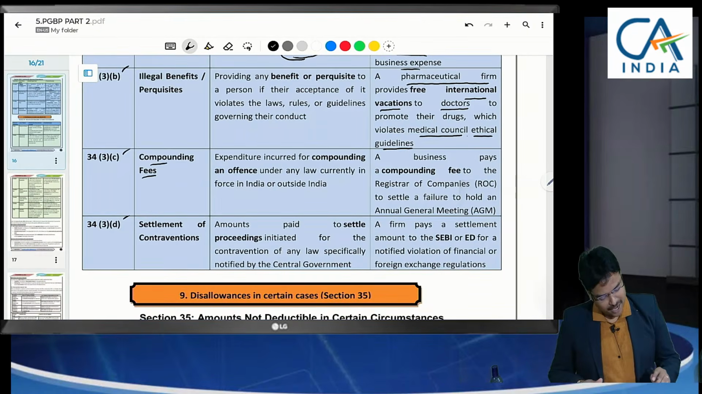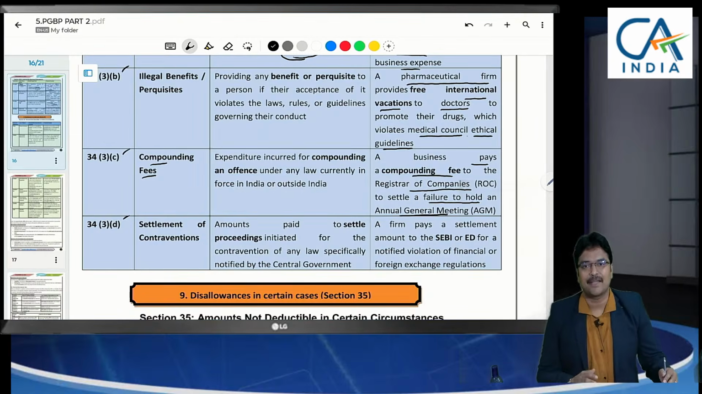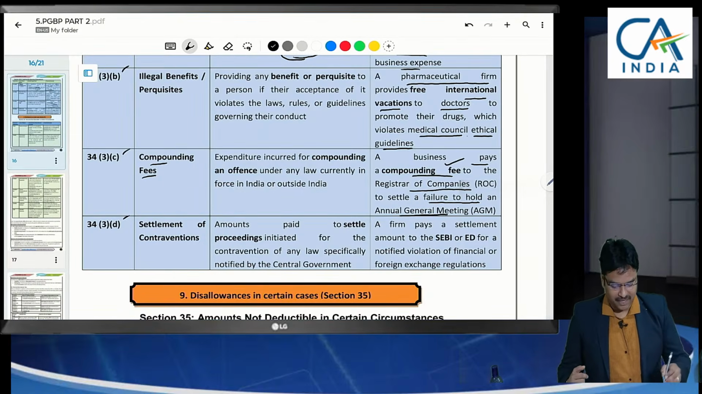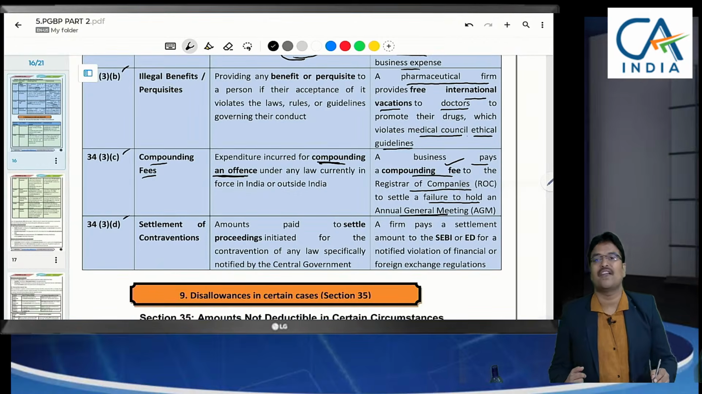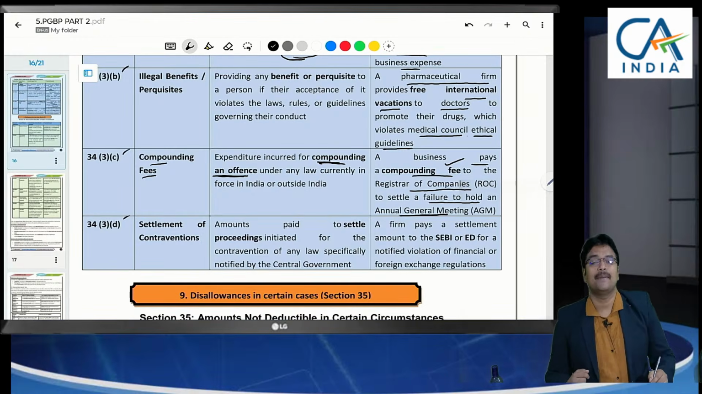Compounding fees also cannot be claimed as expenditure. What do you mean by the term compounding fee? Here, if you observe, a business pays a compounding fee to the Registrar of Companies to settle a failure to hold AGM. Since the AGM was not conducted in time, they have paid a compounding fee. So what is specified here is to compound an offence. Any fee specified in law itself as a compounding fee cannot be claimed as deduction.